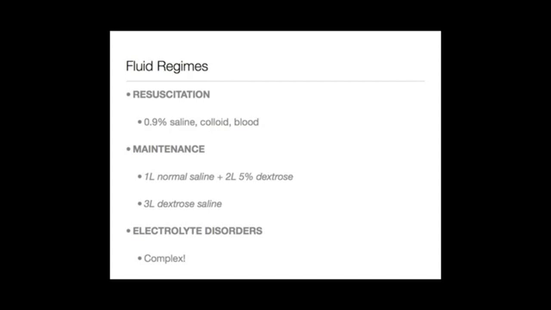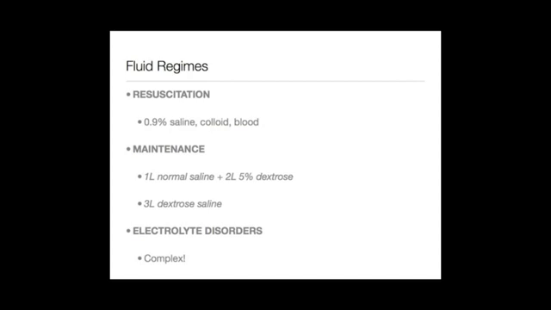If you remember that you require roughly 3 litres per day, you require 100 millimoles of sodium and around 60 of potassium. So the standard maintenance regime for a patient who's nil by mouth would be 1 litre of normal saline and 2 litres of 5% dextrose. Alternatively, you could use 3 litres of dextrose saline. And that standard normal saline 5% dextrose, or 1 salt and 2 sweet, is often abbreviated to it's the kind of common denominator of kind of surgical management, I guess.